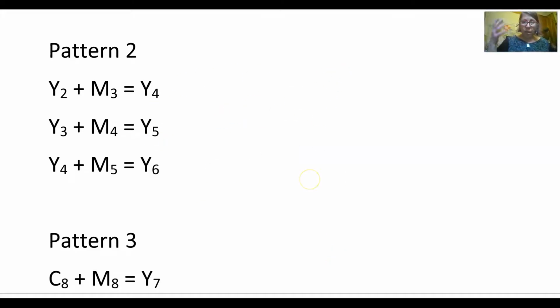So pattern 2, we're going to actually move into algebra with it. So I invented some new numbers, Y2, whatever that is, yellow numbers, M3, mean numbers, I don't know. If I add Y2 plus M3, I get Y4. If I add Y3 plus M4, I get Y5. Y4 plus M5 and I get Y6. So you can start to see how these numbers in here are related to each other. If I go from 2 to 3, that's 1 more. And if I go from 3, the next one is a 4, so that's 1 more, right?